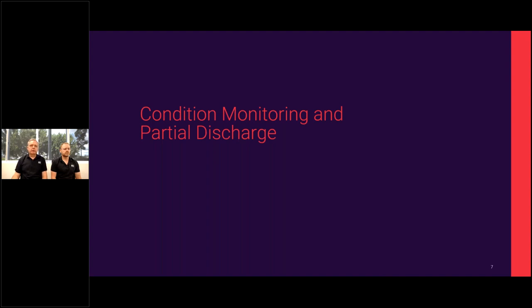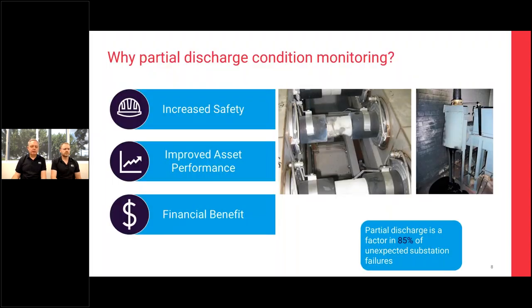So without further ado, condition monitoring and partial discharge, why do we actually do that? Ultimately, all of this work revolves around three main things. Number one, the priority for all companies should be to increase safety. If we can stop things blowing up unexpectedly, stop that disruptive failure, we're going to increase our safety. And as things are not failing when we're not expecting them, we're going to get improved asset performance anyway. So we're going to drive the performance of the network up and remove failures at the same time.